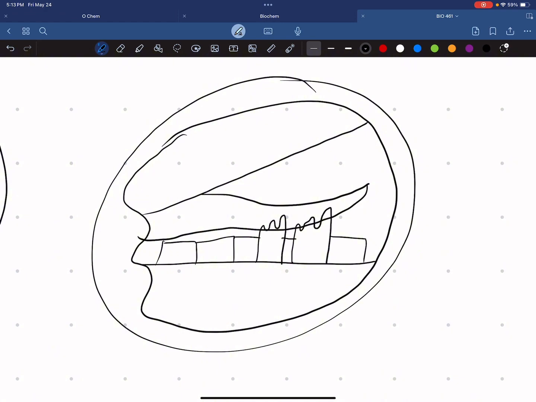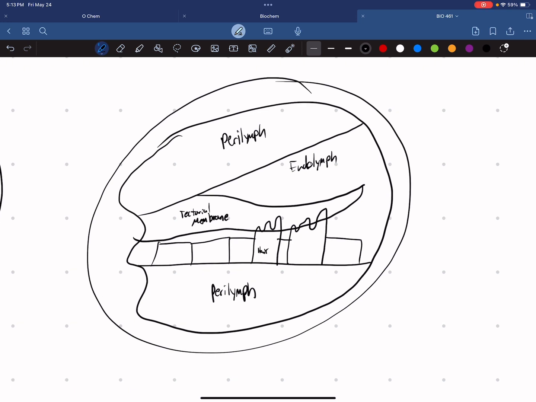So here we have the tectorial membrane, which is another key player. We have the perilymph up here, the endolymph, and perilymph down here. And these are just the different regions of the cochlea. And here we have hair cells that are embedded into our tectorial membrane.